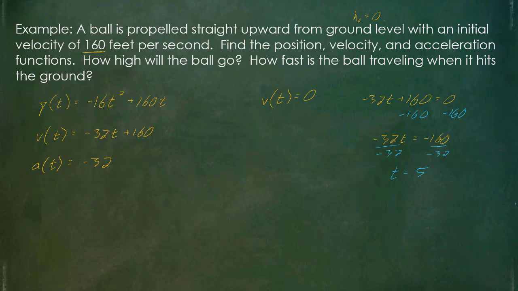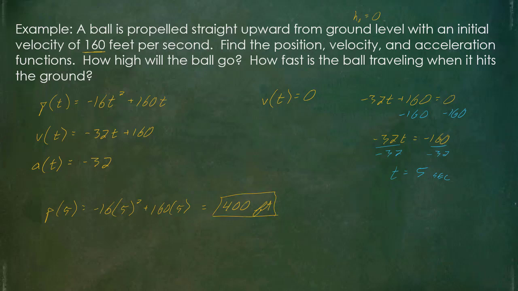So it says, how high will the ball go? That would be when the velocity has become 0, which I just found was at a time of 5 seconds. So how high it actually went would be its position at 5 seconds, and I just plug 5 into that. So negative 16 times 5 squared, plus 160 times 5. That would really be a negative 16 times 25, added with 160 times 5, and that comes out as a value of 400 feet. So it would go a total height of 400 feet in the air.